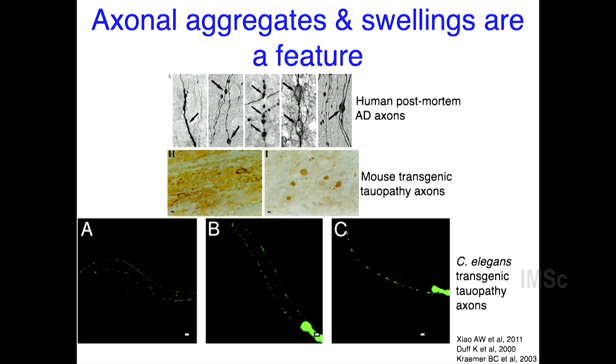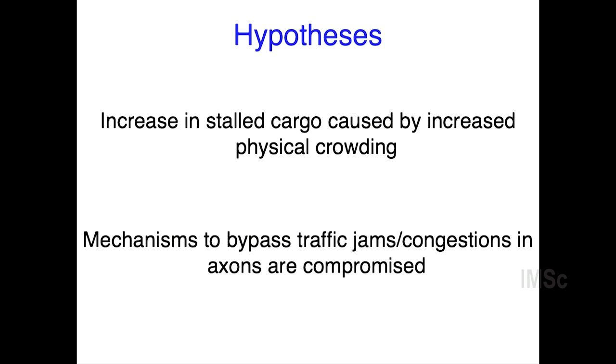And we thought naively that there are two possible ways, because what people had seen was a reduction in cargo transport as the disease progressed. So the ideas were that changes in transport can either be causal, correlative, or a consequence of many of these diseases. The simple hypothesis that occurred to us was an increase in stalled cargo caused by increased physical crowding. Because the clear observation was as the disease progressed, there was much more stalled cargo. And the second is you might, in healthy neurons, have mechanisms to bypass these traffic jams and congestions, and these are compromised in axonal transport in diseased neurons, right? So do we give you an answer? We give you a way to think about it. We don't have an answer yet.